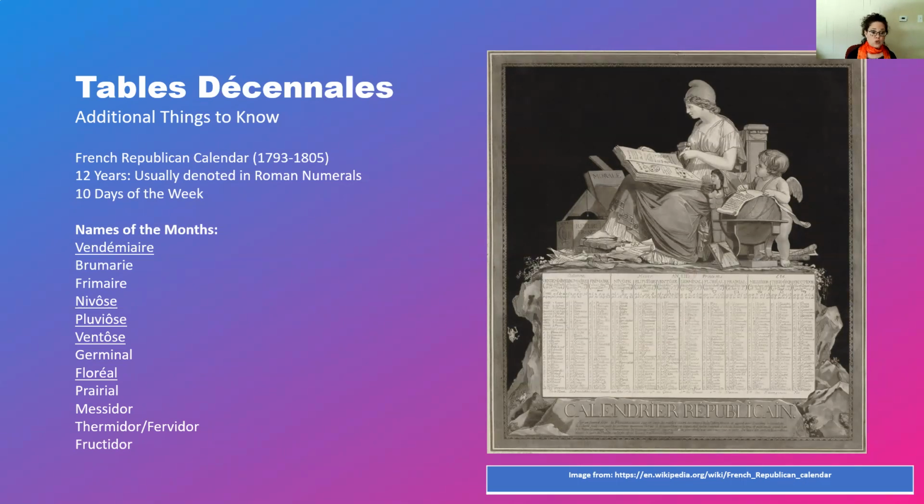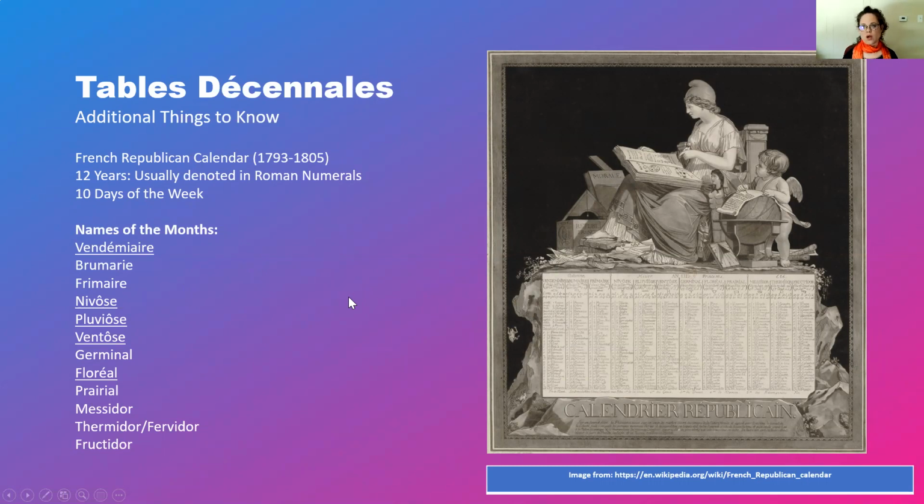It was in use for 12 years approximately. They usually denoted these years in Roman numerals. So year 1 would be in the Roman numeral capital I. They had 10 days of the week. This is a list of names of the month that could help you. Vendémiaire, Brumaire, Frimaire, and like I say, I'm probably not pronouncing these well, but you can find a list of these if you type in French Republican calendar on Google.